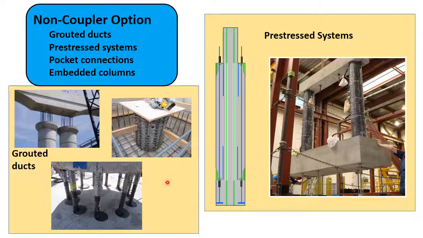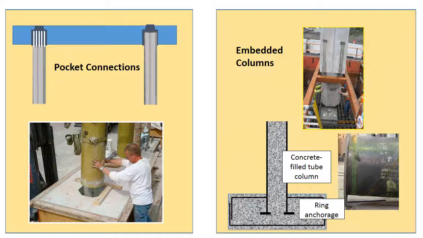A case of a pre-stressed system. One case is shown over here where the entire column is precast and it's pre-tensioned. Another case is shown over here where the columns are built in segments and the entire column is post-tensioned. This is an entire pier that has been precast, assembled, and is being placed on a shake table at the University of Nevada, Reno.